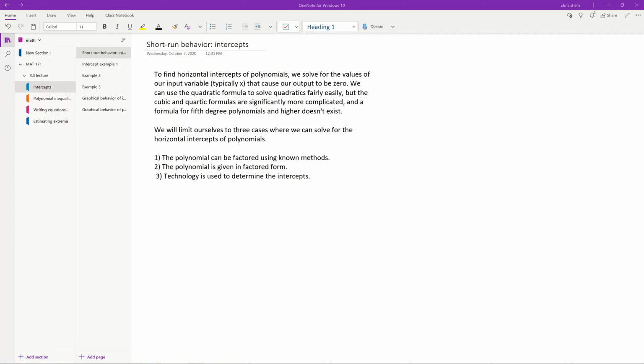Okay, today we're going to talk about section 3.3, graphs of polynomial functions. So first up, we're going to talk about the short-run behavior of polynomial functions, starting with intercepts.